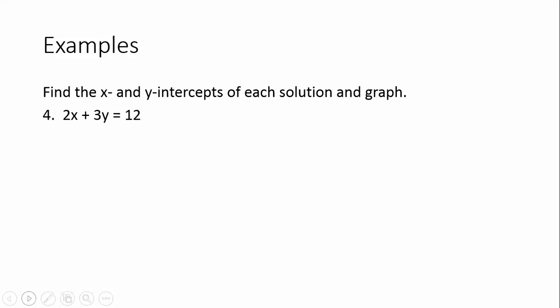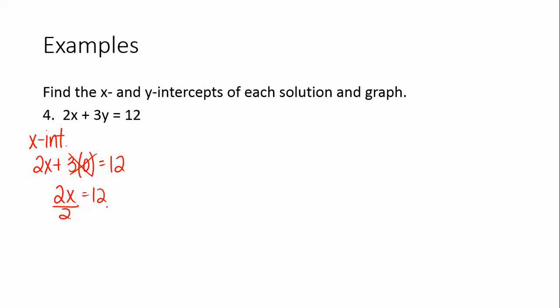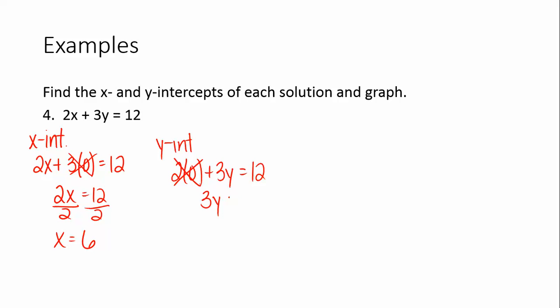Let's look at another example. To find the x-intercept, again, I want to put 0 in for y. So we have 2x plus 3 times 0 equals 12. And this term is going to go away, becomes 0. So we have 2x equals 12. Divide both sides by 2, and we get an x-intercept of 6. Same thing for the y-intercept, but now we're plugging 0 in for x. So 2 times 0 plus 3y equals 12. And again, this term becomes 0. So we have 3y equals 12. Divide both sides by 3, and we get that y equals 4.